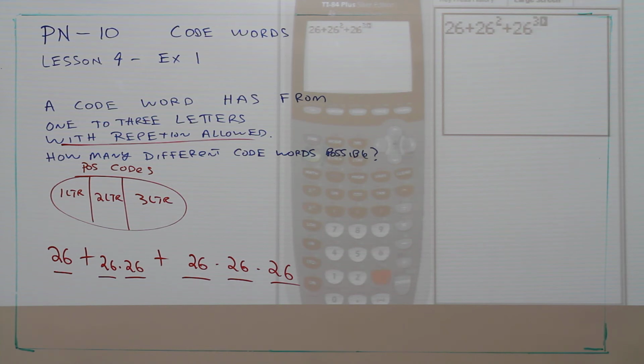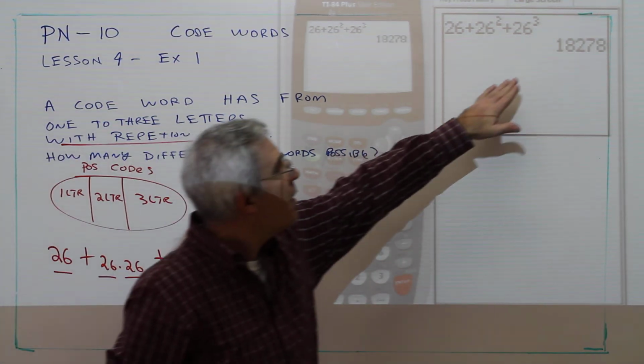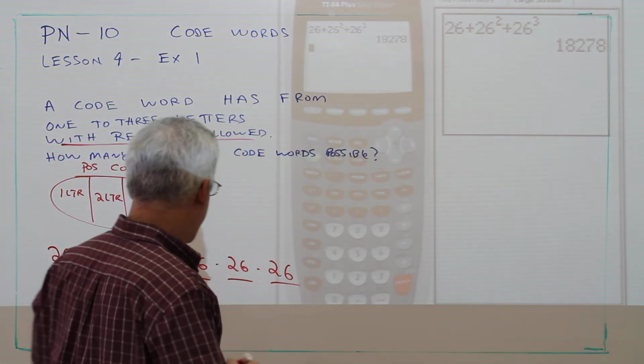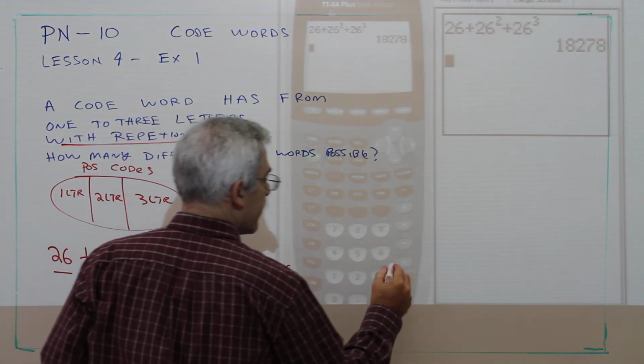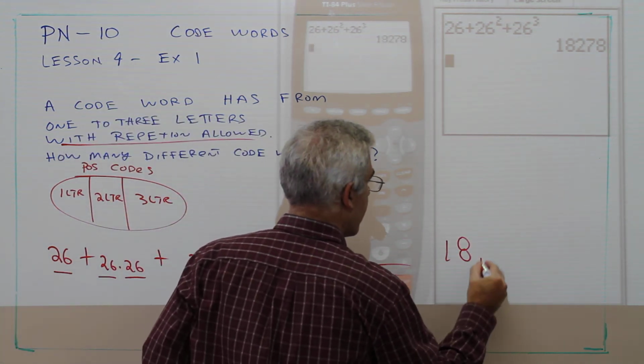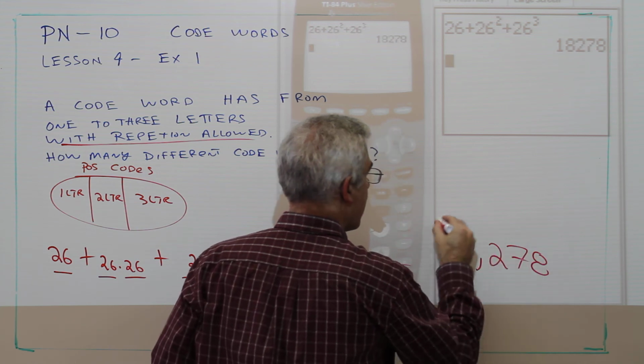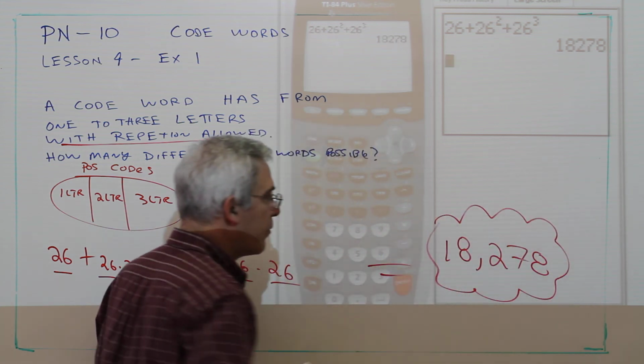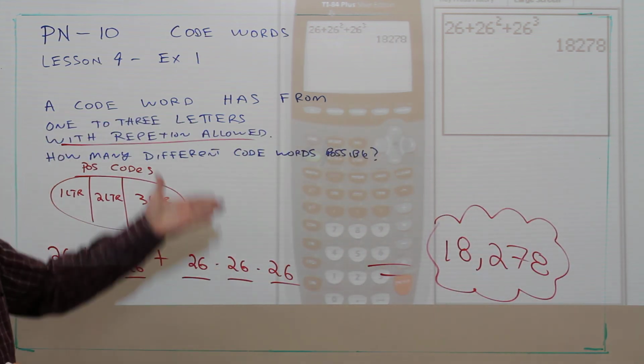26 + 26² + 26³. Enter. 18,278. And there you have it.